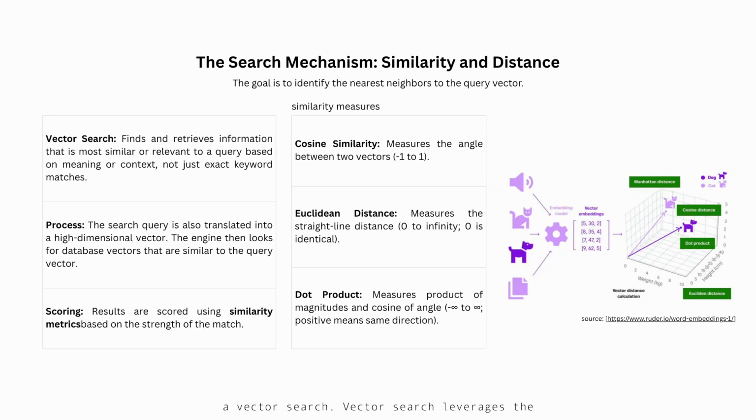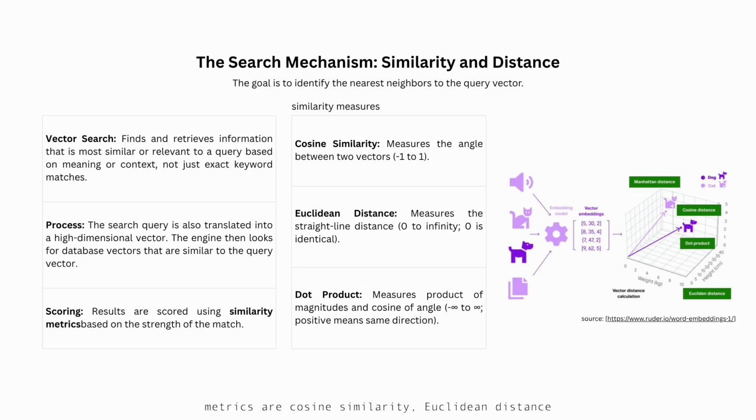Vector search leverages the semantic relationships captured by the embeddings. Once your data, be it text, images, or audio, is represented as vectors in the database, the search process begins. When you issue a query, that query is also translated into a high dimensional vector using the same embedding model. The database then uses mathematical operations to compare this query vector against all the stored vectors to find the nearest neighbors. How do we define nearest? That's determined by a similarity metric.